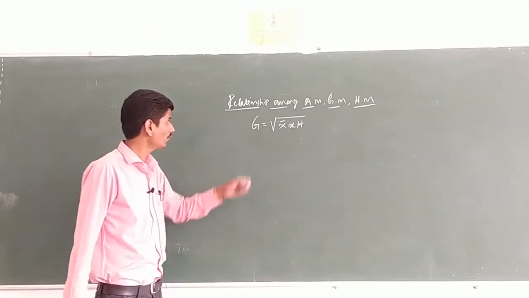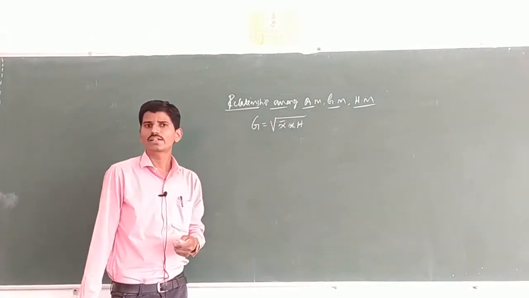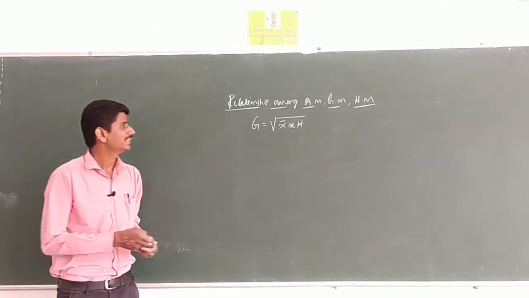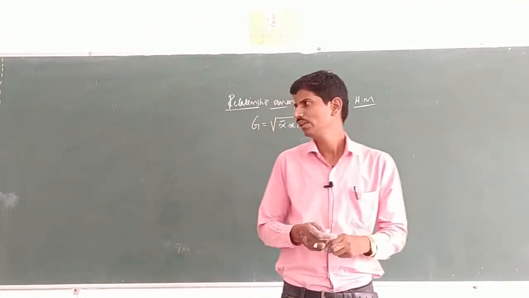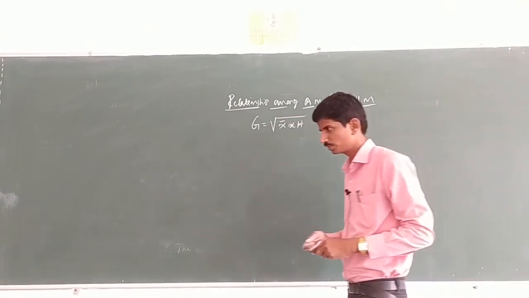Okay, here the relationship is what? The relationship among arithmetic mean, geometric mean and harmonic mean is G equal to under root of x bar into H. Here, prove that G equal to under root of x bar into H. It is a very important question, 2 marks question. Prove that G equal to under root of x bar into H.